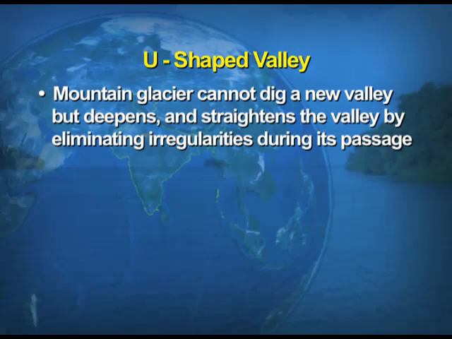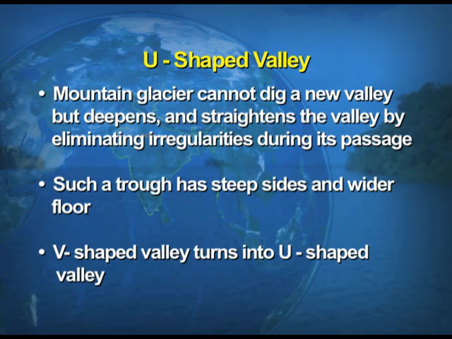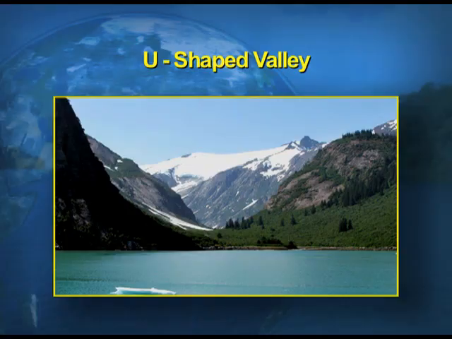The mountain glacier cannot dig a new valley, but deepens and straightens the valley by eliminating the irregularities during its passage. Such a trough has steep sides and wider flow. So, the V-shaped valley formed by the river turns into the U-shaped valley. Now, in this visual on your screens, you can see this valley shows you the shape of a U.